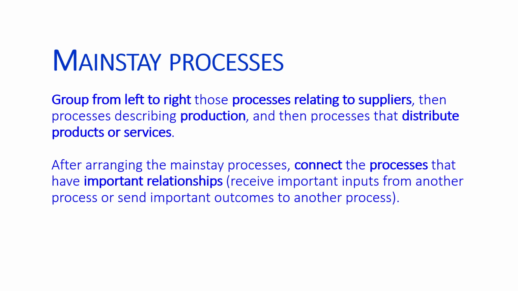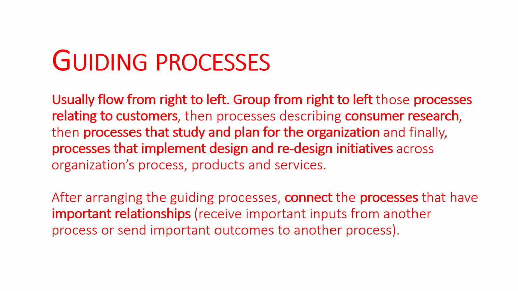After the mainstay processes are arranged, connect those processes that have important relationships with arrows showing the primary flow of information or materials. Guiding processes usually flow from right to left. Group from right to left those processes relating to customers, then those processes that describe consumer research, and then those that study and plan for the organization, and finally, processes that implement design and redesign initiatives.